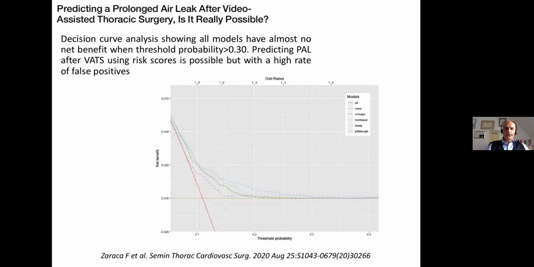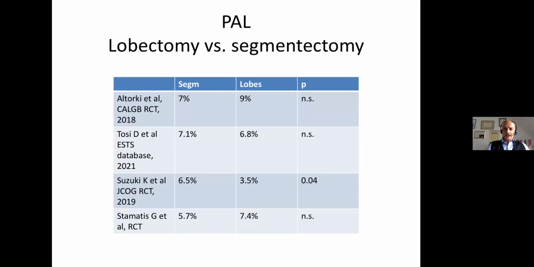So predicting a prolonged air leak after VATS using risk scores is possible, but with a high rate of false positives. So this may be important when deciding to use a risk score to select patients, or which patients could benefit from preventative measures like sealants, for instance, or other measures.